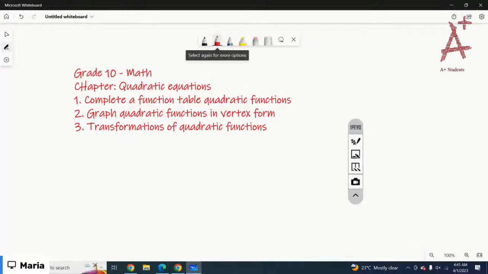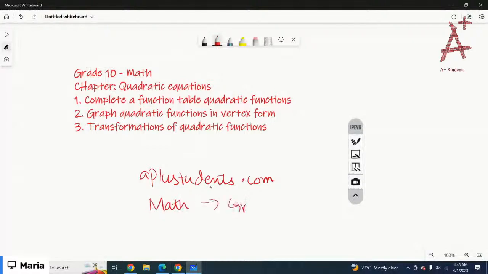So we're going to start with grade 10 maths. You can find all the lessons on aplusstudents.com. You have to log in there using your email address and password as provided by the administrator. Then you have to select math from the subject tab. Scroll down to grade 10 maths and then click on view all lessons.